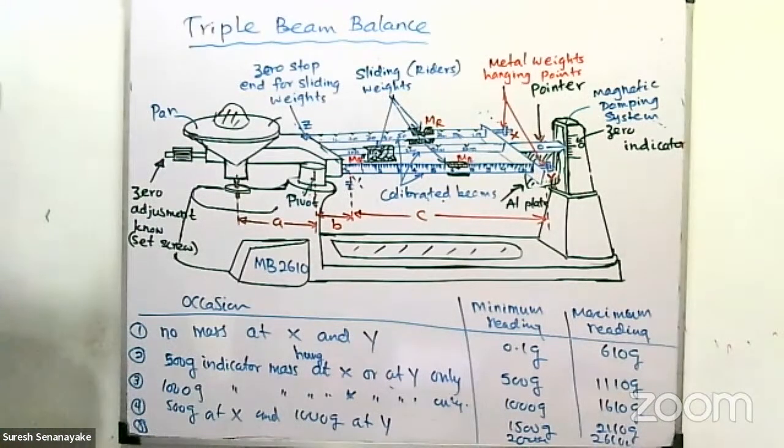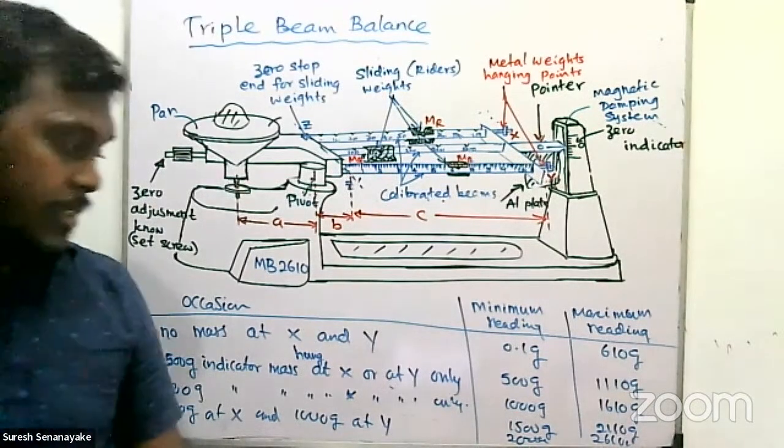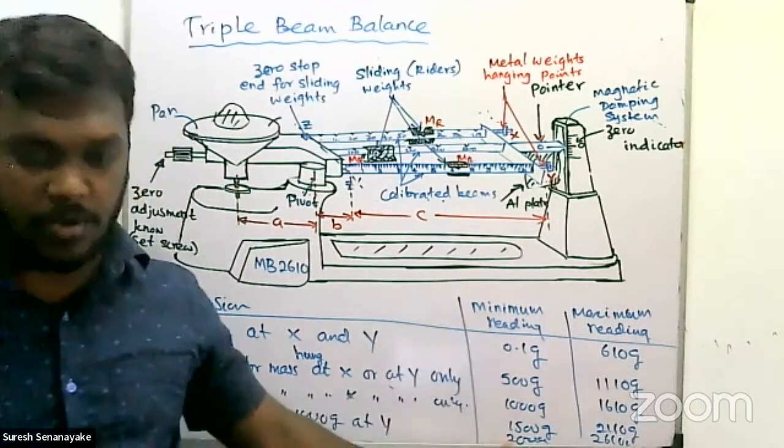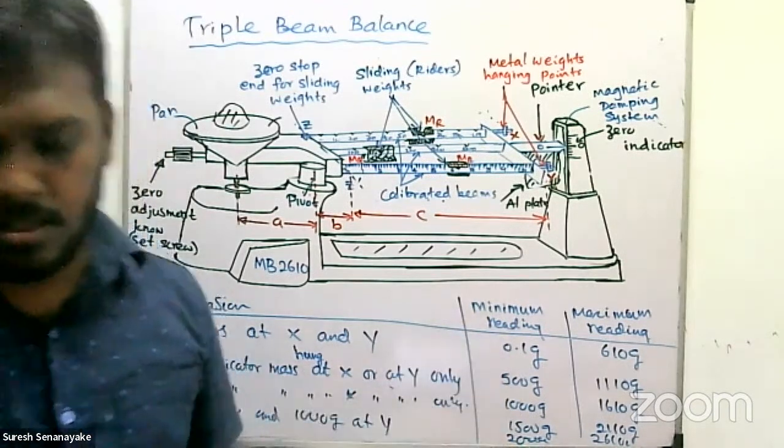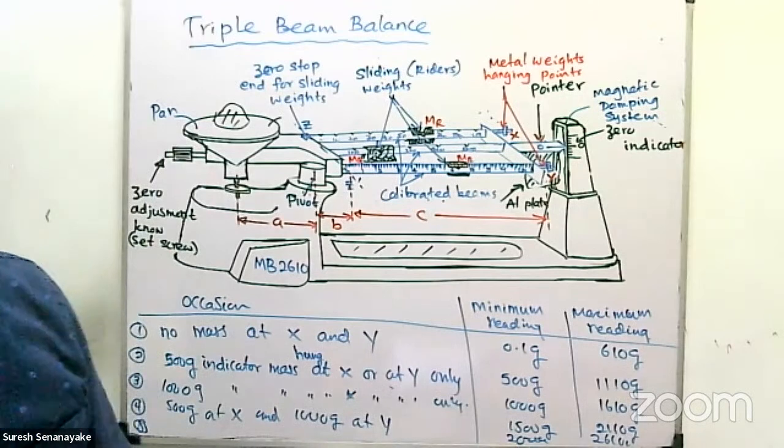Both 1000 gram indicator masses are at X and Y. So minimum is then 2000 and maximum is 2610.